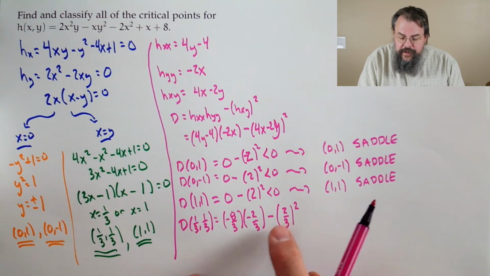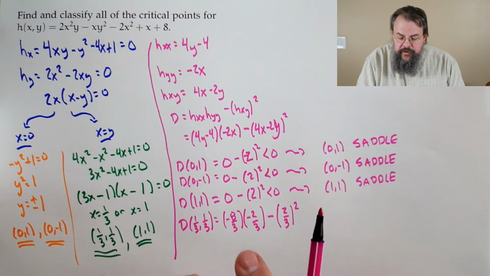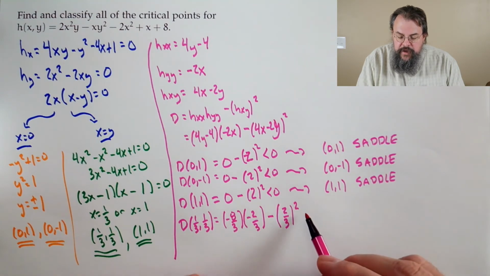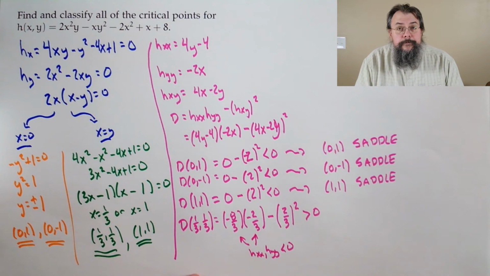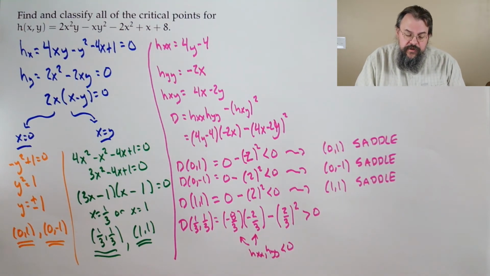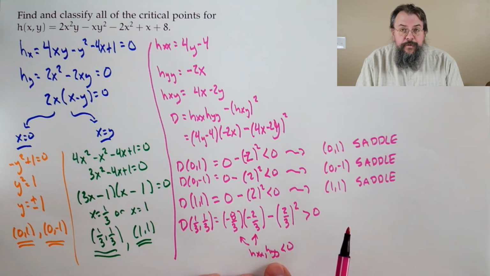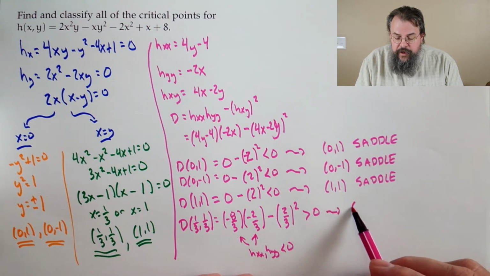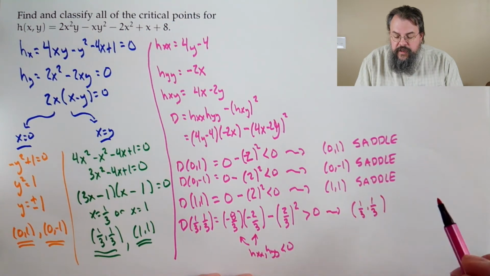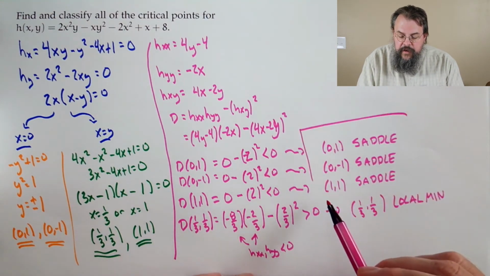But we can see clearly the first term is bigger in value. It's positive minus positive, right? 16 ninths minus 4 ninths means this whole thing is positive. And the second order partial derivatives hxx and hyy are both negative. So when the second order partial derivatives are negative and the discriminant is positive, that says this point is a little bit more interesting. It's a local min. And there we go.